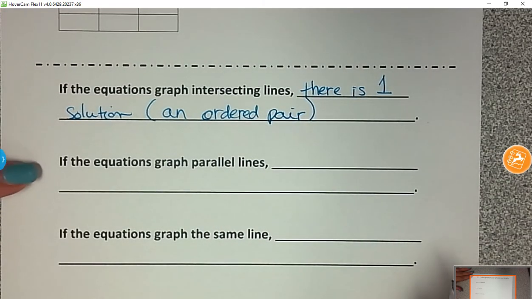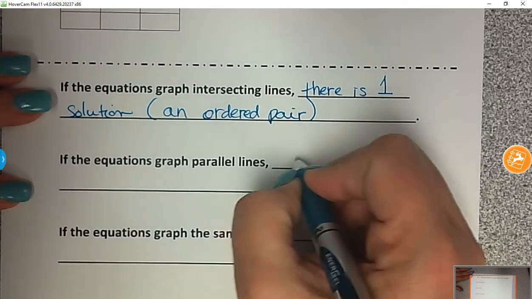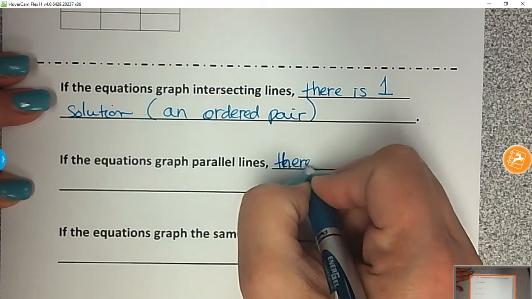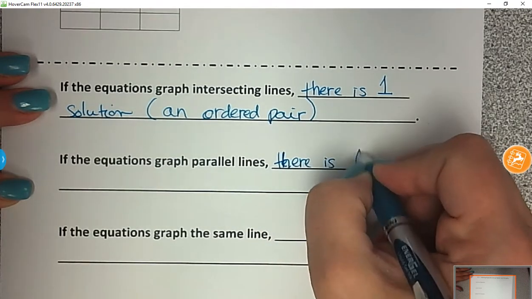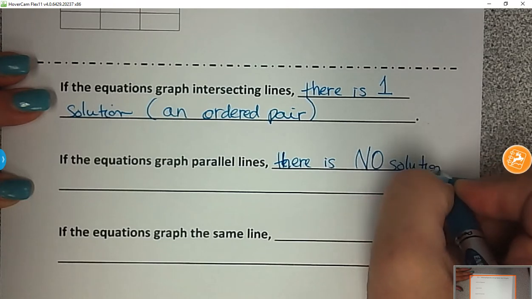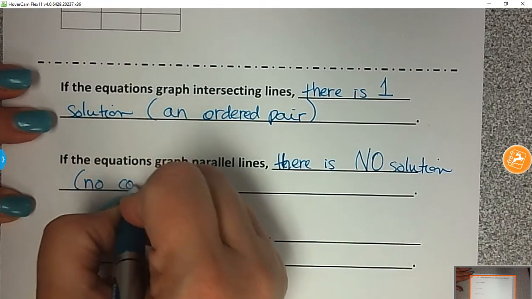Now, if the equations happen to graph lines that are parallel, they are never going to intersect. They do not share any points. So there's no single ordered pair that will make both equations true. This is when there is no solution. Okay, and it's no solution because there are no common points.